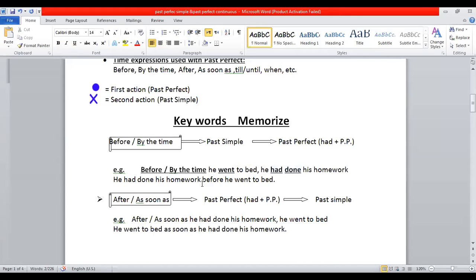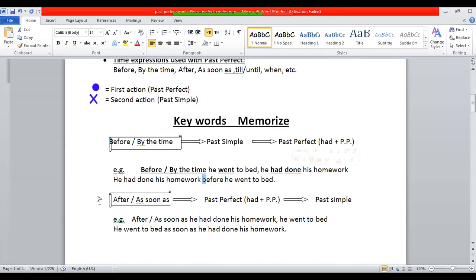If you want to put before or by the time in the middle of the sentence, because it starts, for example, with a small letter, like this example, before, you will put before it past perfect simple and then past simple. Like this example: he had done his homework before he went to bed.